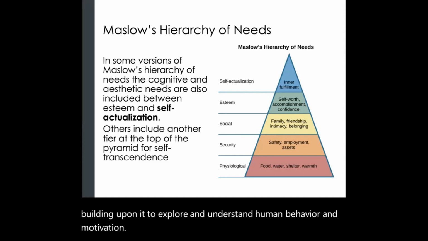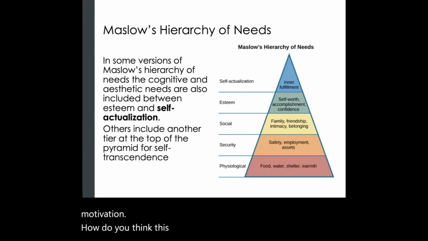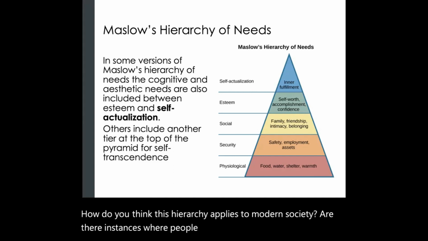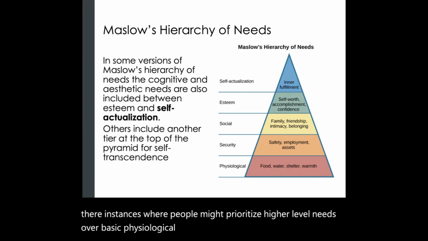How do you think this hierarchy applies to modern society? Are there instances where people might prioritize higher level needs over basic physiological needs? Can you think of any of these examples from your own life?